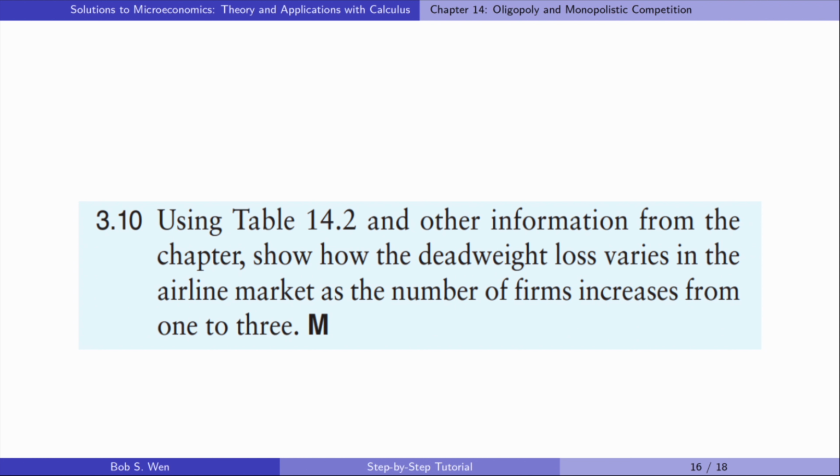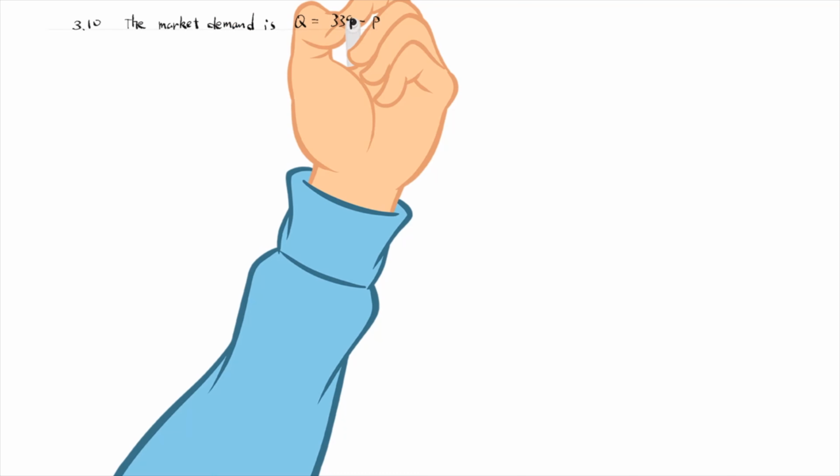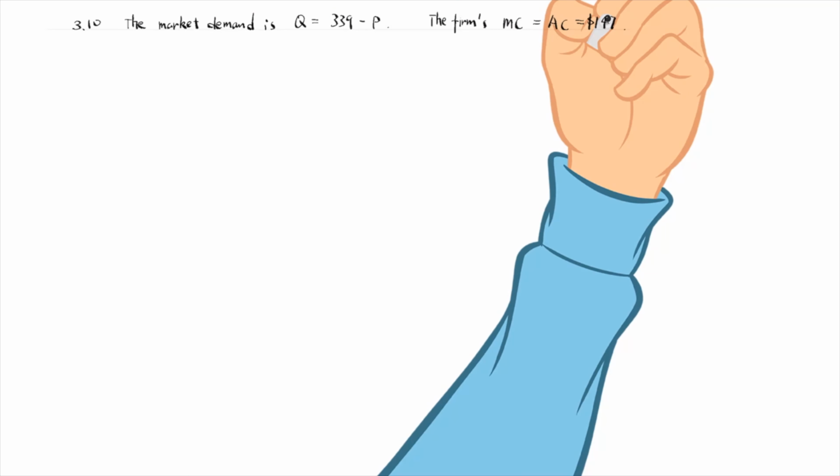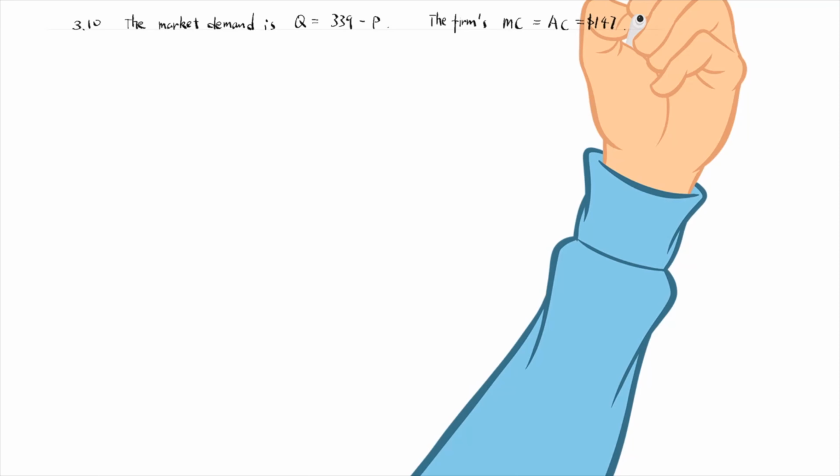We address the problem in 3 steps. In the first step, we find the output level in a perfectly competitive case because the deadweight loss calculation is compared to the competitive case. We know the market demand function and the firm's constant marginal cost.